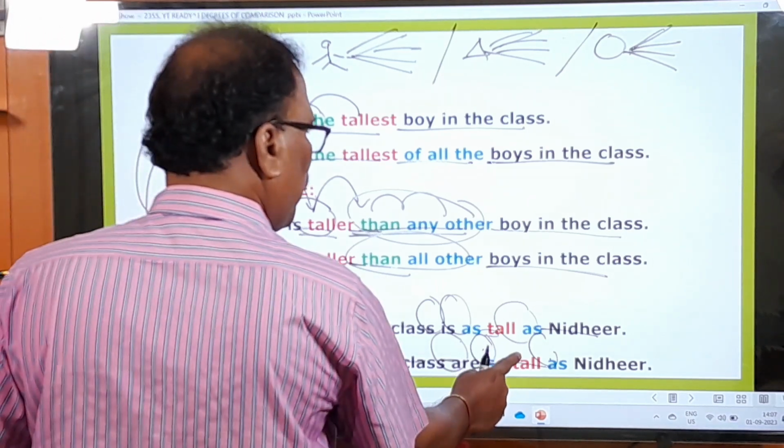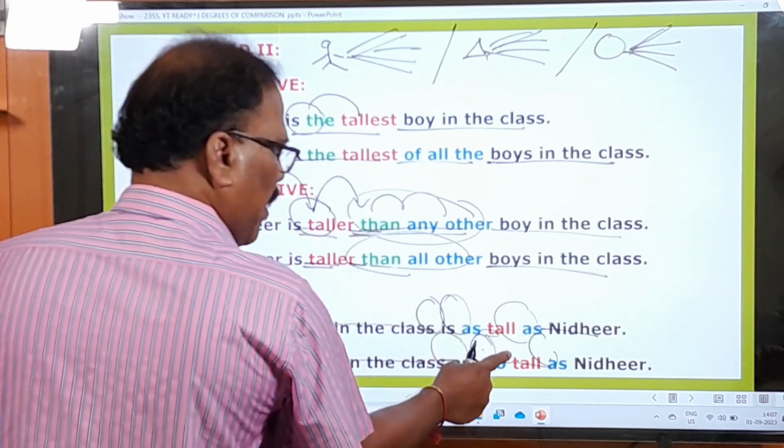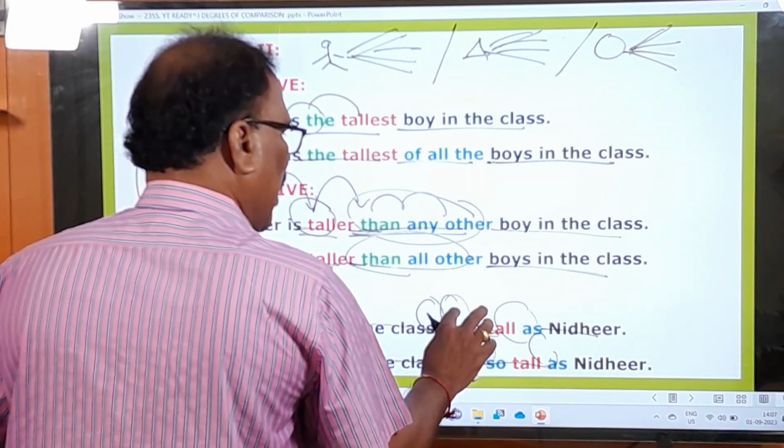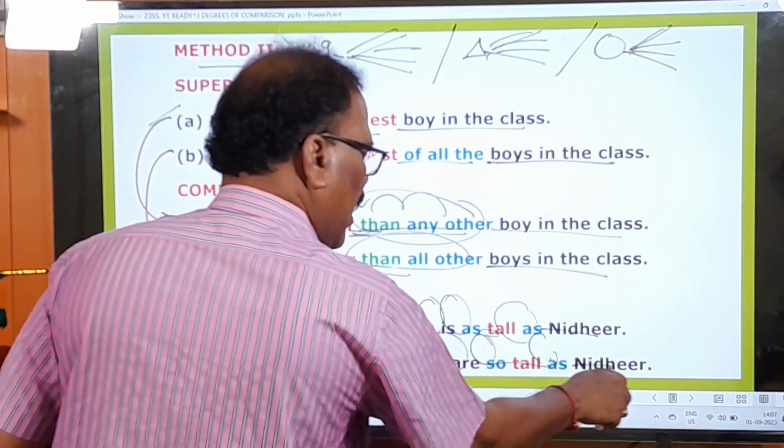So this is superlative, comparative, positive. The positive adjective should be put between as and as, or so and as. And the meaning is the same.